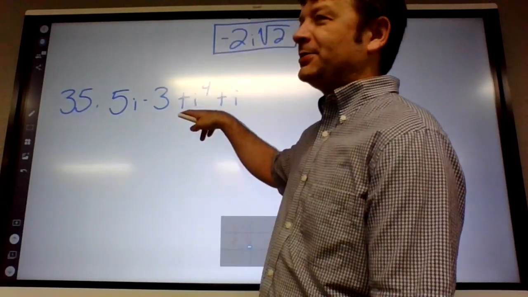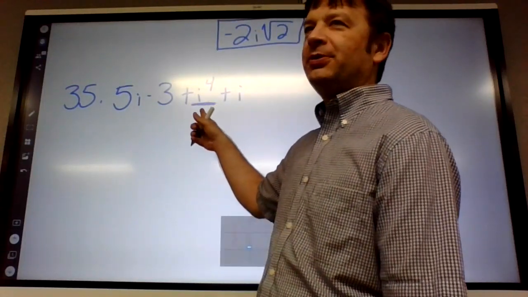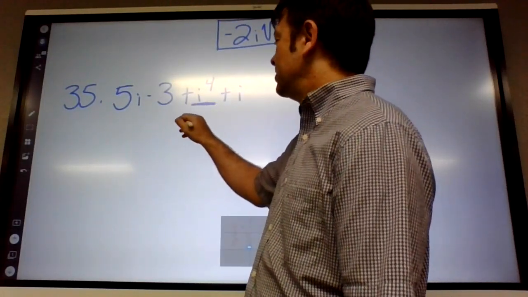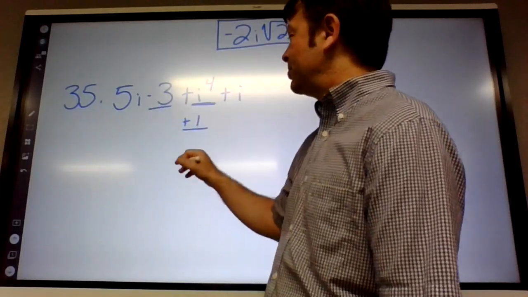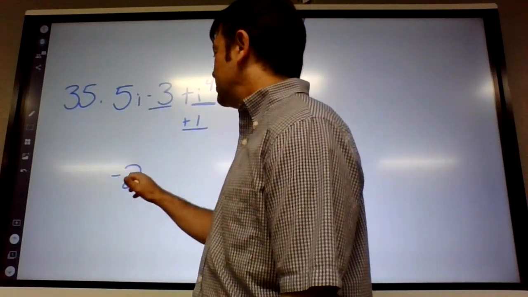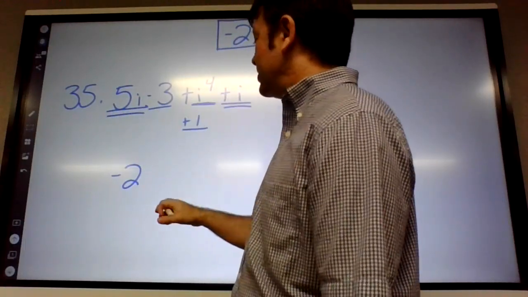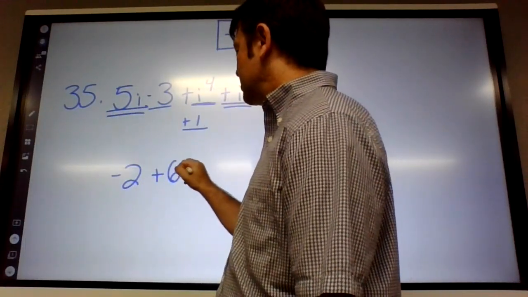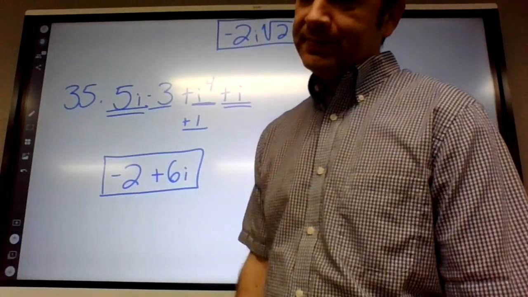On to 35, let's wrap this up. Okay, what does i to the fourth turn into? 1. Okay, so for our real numbers, we have -3 plus 1. And for our imaginary, we have 5i plus 1i. So 6i. And for some reason, I ended on an easier one.